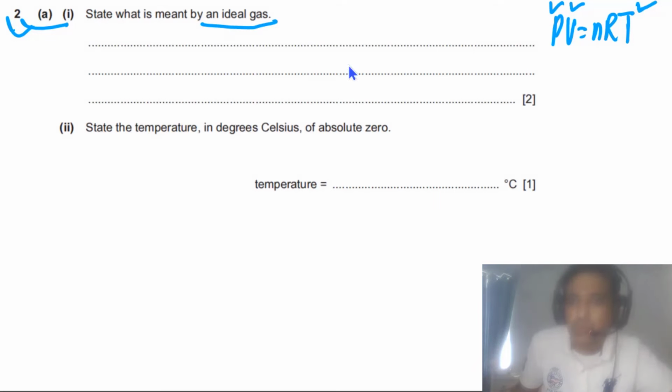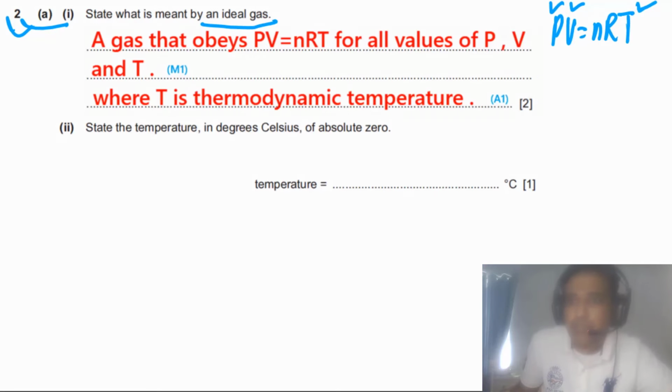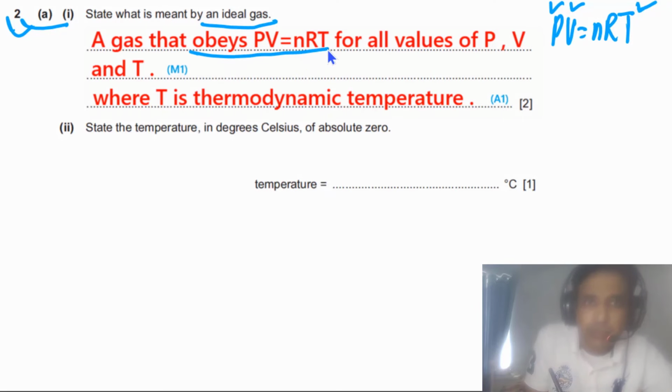Let me show you how you can write down your answer. For the answer of this question, simply you can say a gas that obeys PV equals nRT for all values of P, V and T. And you have to write down that temperature has to be in kelvin. Or simply you can say T is thermodynamic temperature. So you will get 2 marks.